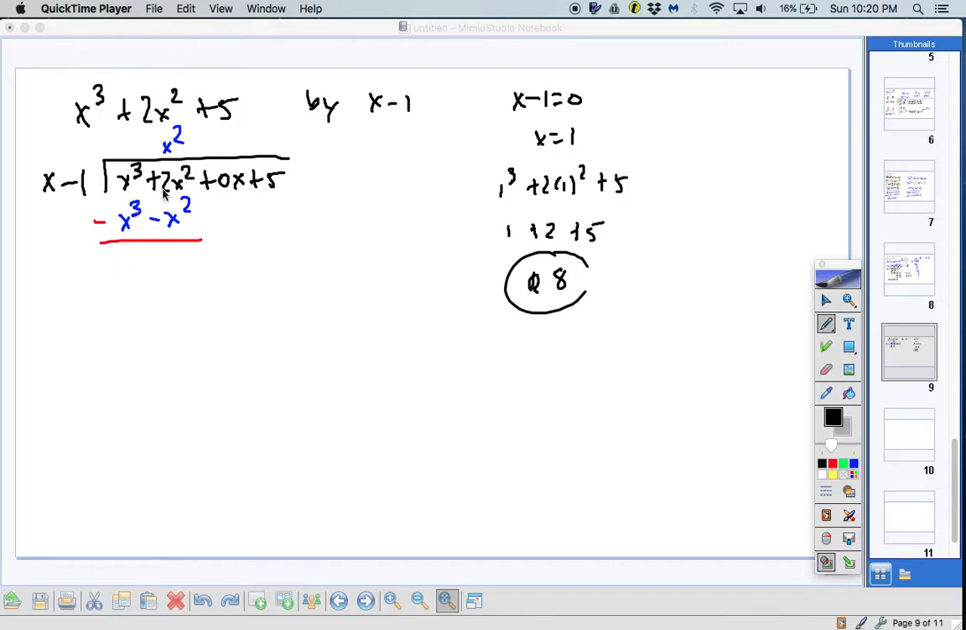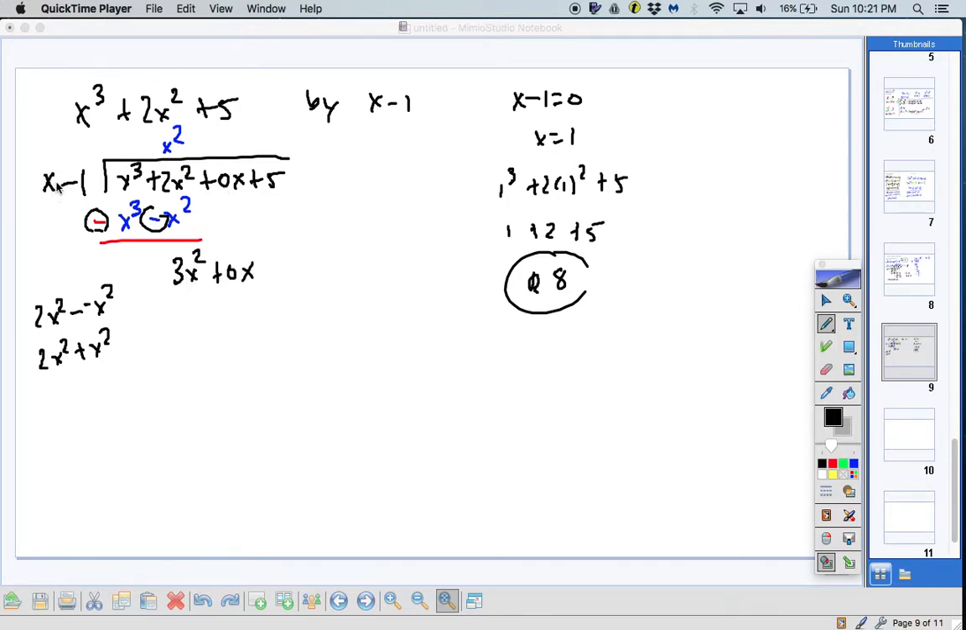But I got 2x squared minus another negative. So it's 2x squared minus negative x squared. Minus a negative becomes a plus. So this is really 2x squared plus x squared. So this is 3x squared. This is where you got to be really careful on this double negative. 2x squared minus negative x squared is 3x squared. Bring down the next term.